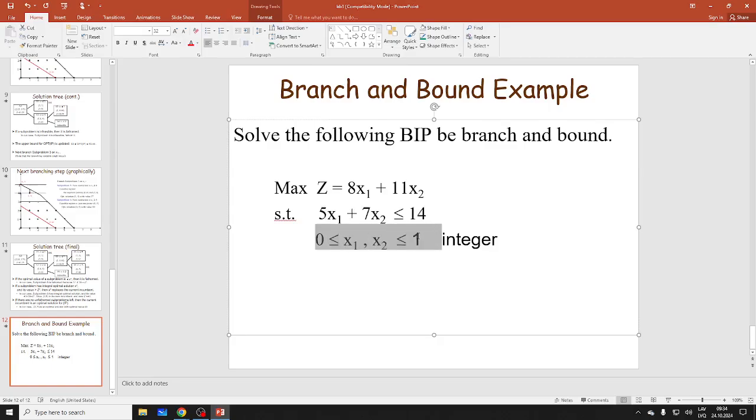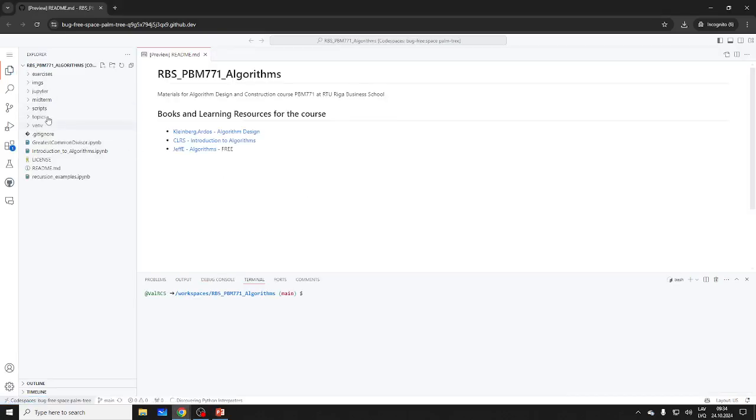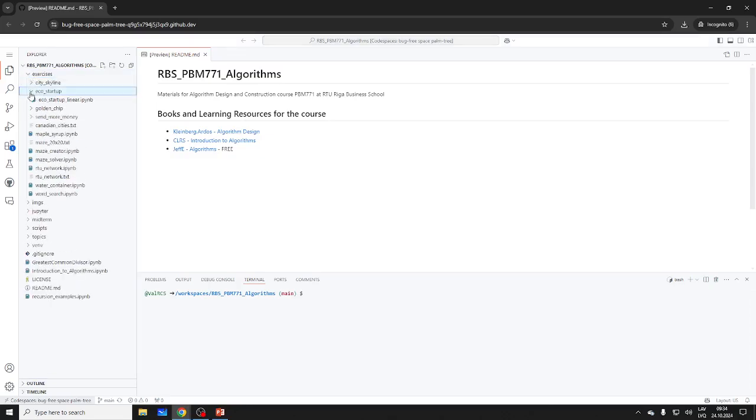With this constraint, what would be the optimal solution if we didn't have it? Well, I guess we have our linear programming. We had our linear programmer from the last lecture, right? So let's take a look. I think it was here. Echo startup, we had it, right?